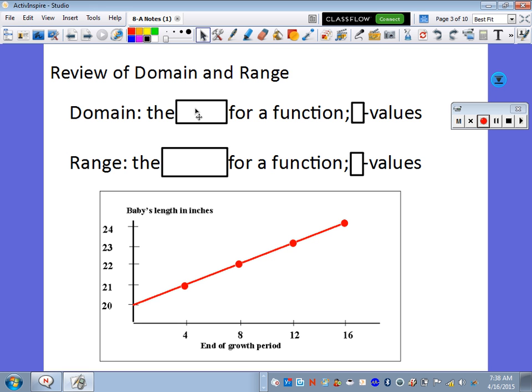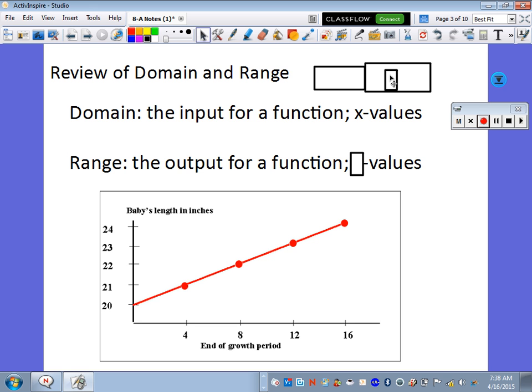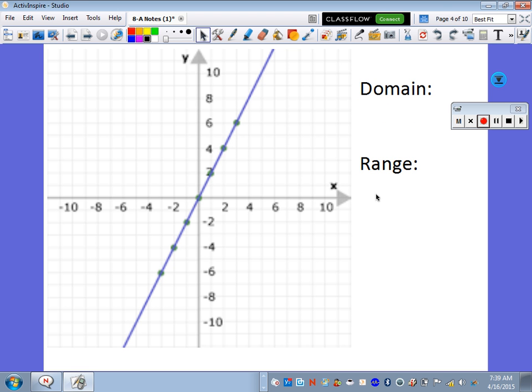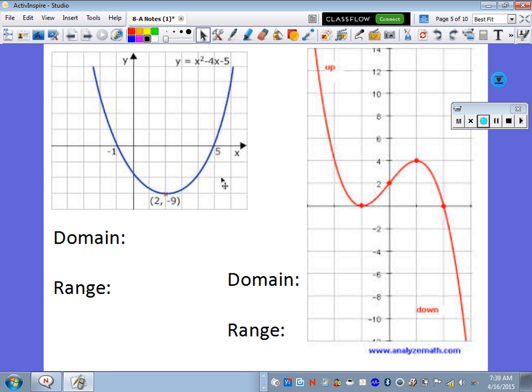Okay, so review of domain and range. If you remember, domain is your input values for a function, or x, and range is your output values, or your y. So this would be domain, this would be range. When you look at this function, your domain would be all real numbers. What a couple people did is they just looked at the points and named those because the line doesn't have an arrow, so I totally get that. And then if you look at your range, you're going all the way up and down, so again, all real numbers.